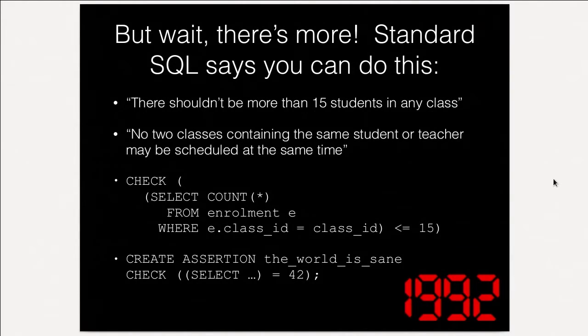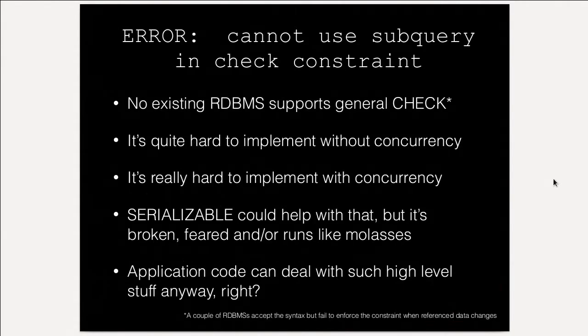The SQL standard says that you can do stuff like this. You can say there should be no more than 15 students in any given class, and there's a check constraint attached to a table that says this count star shouldn't give more than 15. Now, we can't actually do that. We can't do that because that contains a subquery, and that's what Postgres will tell you. But in fact, no existing RDBMS does that.